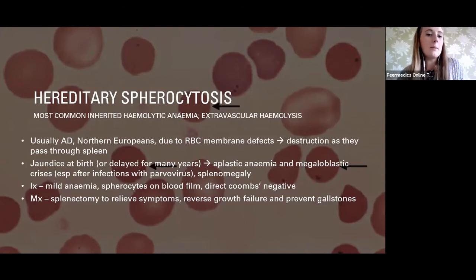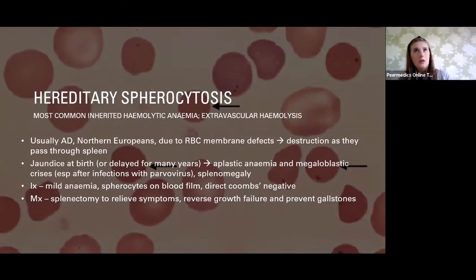So yeah, it mostly happens in people living in Northern Europe, and it's to do with autosomally dominant inherited defects in red blood cell membranes. When they're passing through the spleen, they get destroyed because the macrophages are picking up that something's not right. It can normally present with jaundice at birth, but it can be delayed and not present quite that early on. And you end up with aplastic anemia or megaloblastic crisis, especially when you've got infections.